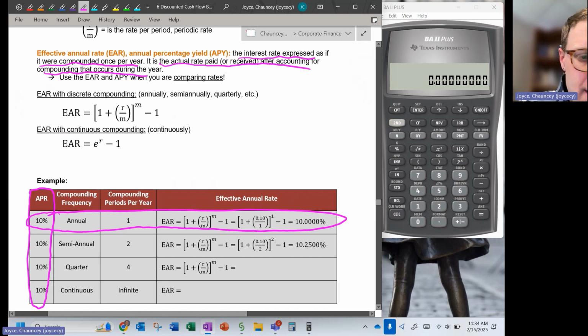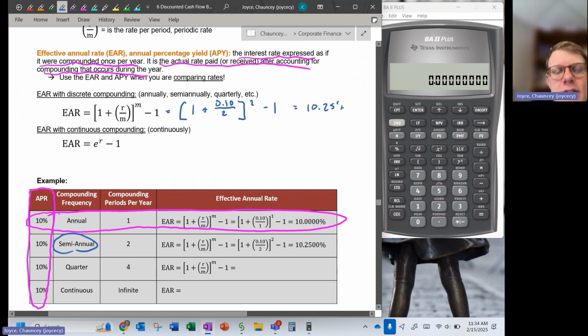So what did I do to get this semi-annual one? In the semi-annual, I took this effective annual rate equation. I said 1 plus 10% over 2, since that's 2 semi-annual periods in a year, to the power of 2, less 1. That will come to 10.25%. So, okay, what does that mean?